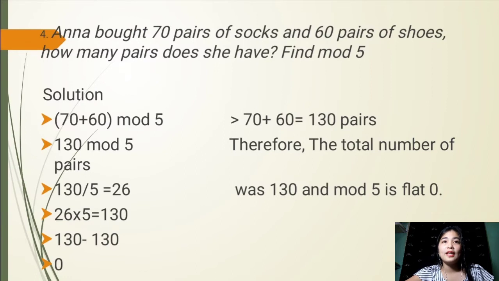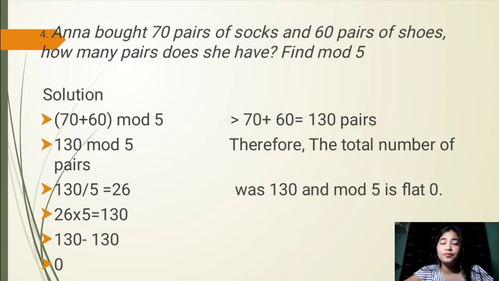So, the last example of addition modulo n is number 4. Number 4. Anna bought 70 pairs of socks and 60 pairs of shoes. How many pairs does she have? Find mod 5. Here in number 4, the given numbers were 70 and 60, and we will find the mod 5. 70 plus 60 mod 5. So 70 plus 60 is equal to 130, and just copy the mod 5.